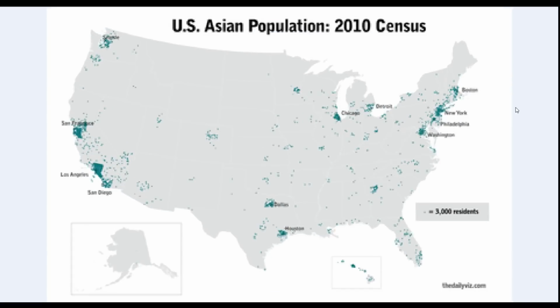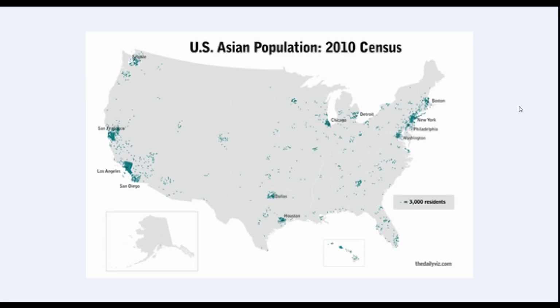Now, this is a slightly harder one for me to find, so the quality is quite low. I apologize. This is an Asian population map from the 2010 census. Each green dot is 3,000 residents, and you can see that Asian Americans mainly cluster in the large cities. Very few of them are just out and about, spread around the United States.